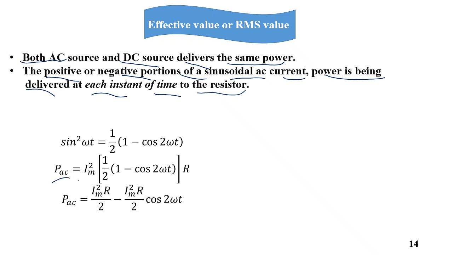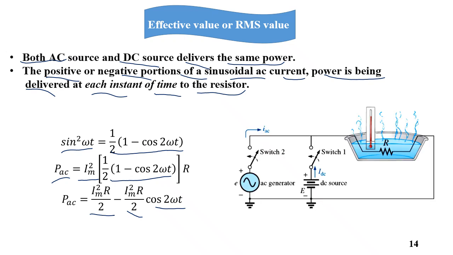Then we square I maximum sine omega t, and for the sine squared we substitute by the double angle identity, which is one half times 1 minus cosine 2 omega t. Then we multiply I maximum squared inside the bracket. We get I maximum squared times R over 2 minus I maximum squared times R over 2 times cosine 2 omega t.